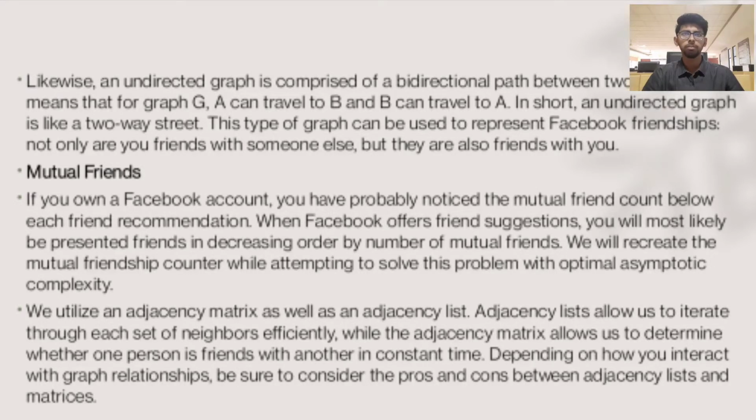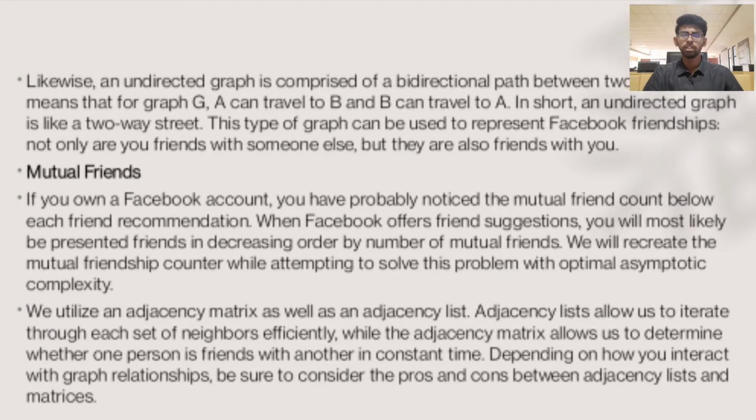This type of graph can be used to represent Facebook friends. Not only are you friends with someone else, but they are also friends with each other: mutual friends. If you own a Facebook account, you have probably noticed the mutual friends count between each friend recommendation. When Facebook offers friend suggestions to you, you will most likely be presented friends in decreasing order by number of mutual friends. We will compute the mutual friendship counts while attempting to solve these problems with optimal complexity.